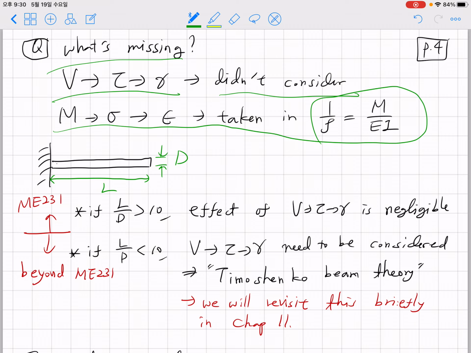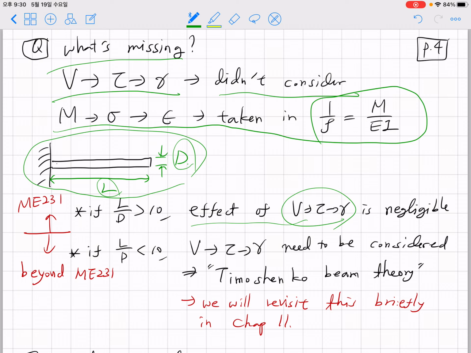Actually, in a practical way, it's okay to do this, because our ancestors already proved this. If we consider a high enough aspect ratio, if the ratio between L and D is larger than 10, the effect of shear force, shear stress, and shear strain is negligible in determining the elastic curve and deflection. However, if you have a relatively small aspect ratio, less than 10, this contribution needs to be considered to get the correct elastic curve, and it is called Timoshenko beam theory.